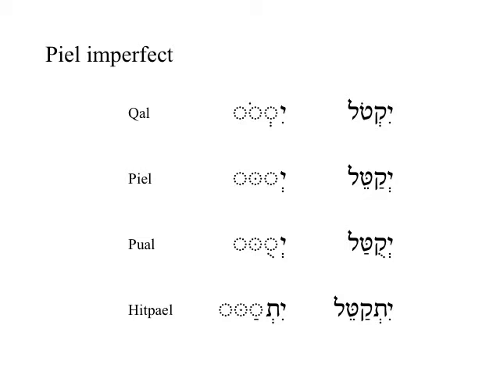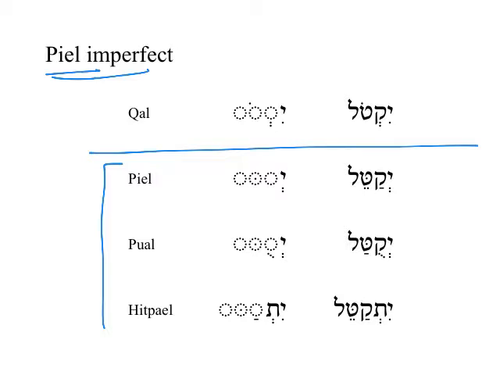Let's consider the Piel imperfect. Now, we're going to compare it here to the Kal imperfect, yikto, he will kill. Now, the Piel has two other minor stems as part of its family, the Pual and the Hitpael, but let's put most of our attention into the Piel, yikatel.